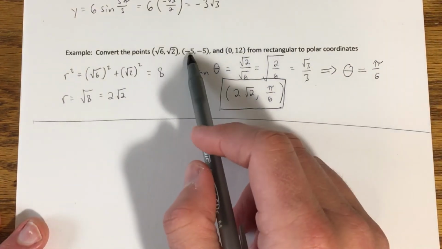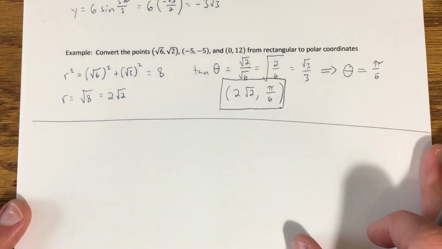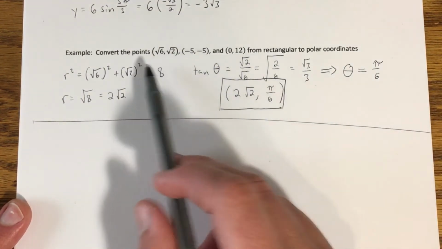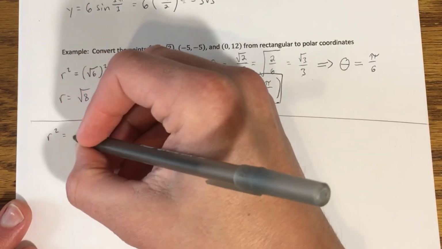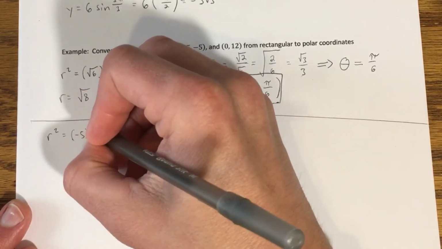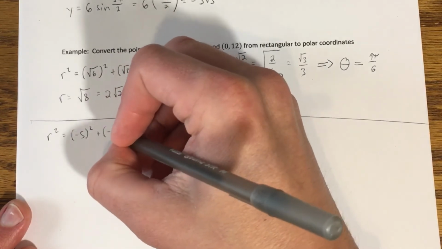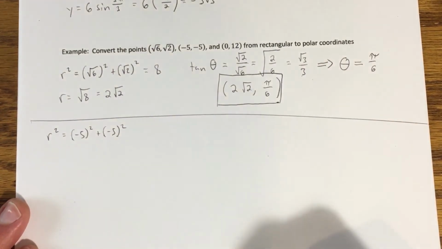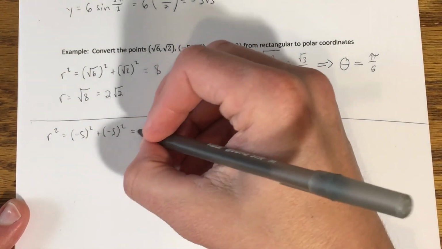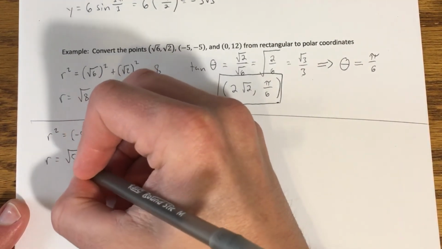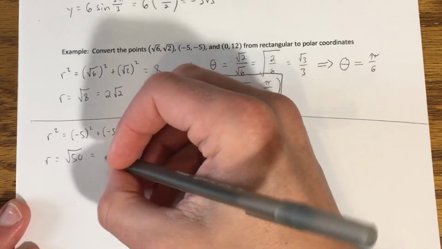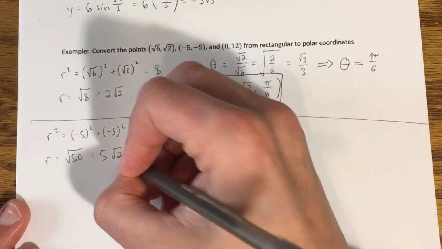We're working with -5, -5. All right, so same idea. I want to find r, and to do that I use r squared equals -5 squared plus -5 squared. That would be 25 plus 25, or 50. So r is the square root of 50, which is equal to 5 root 2.